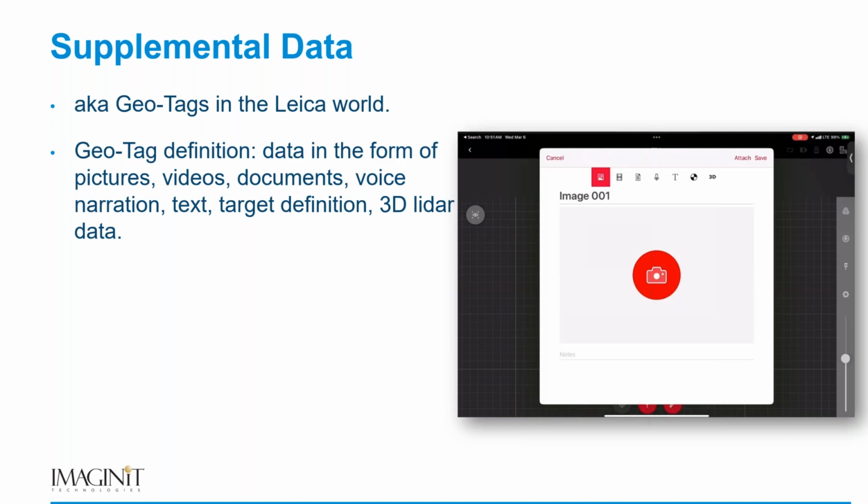So on the newer iPads, one of the things that we can do is we can go ahead and use the LiDAR camera built into the iPad to collect 3D point cloud data. We can attach that to our point cloud that we took with our scanner. And if we do everything correctly, the data we took with our iPad lays right on top of the data that we have with our scanner.